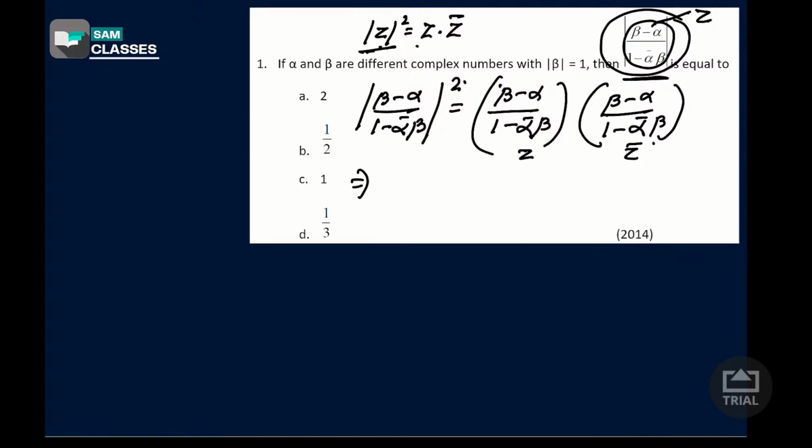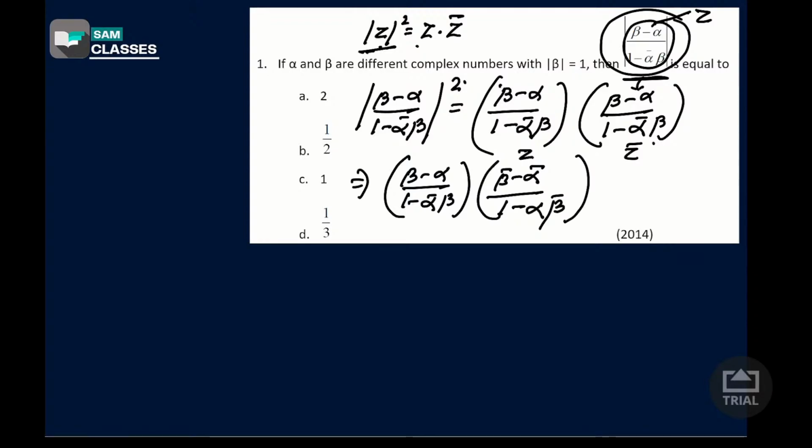Now what I'll do, beta minus alpha by 1 minus alpha bar beta. Now I'll insert the conjugate inside. So it will be beta bar minus alpha bar by 1 minus alpha into beta bar. Clear? I just brought it inside. So now I'll just do plain multiply.